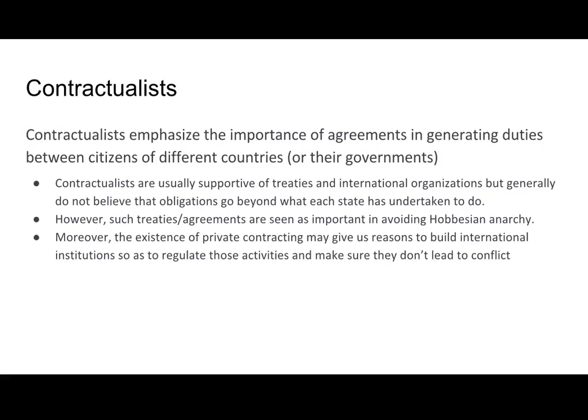And finally, we have contractualists. Now, contractualists emphasize the importance of agreements in generating duties between citizens of different countries or their governments, right? So there might be no natural duties between citizens of country A and country B, but if country A and country B have a trade treaty or some other treaty, citizens might acquire duties. And indeed, it goes beyond that, because even if there is no treaty, contractualists might say that the circumstances of international relations suggest that it would be a good idea to create them.